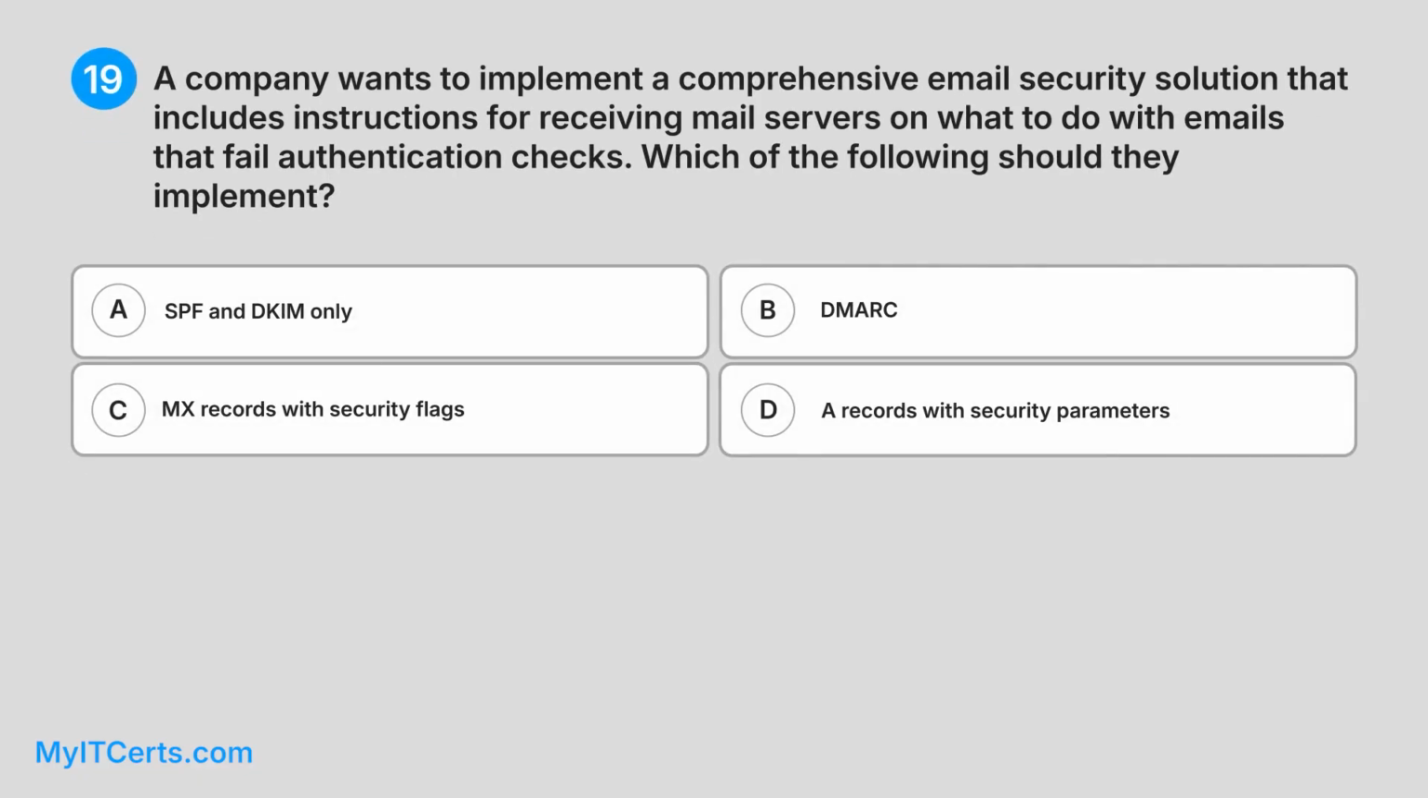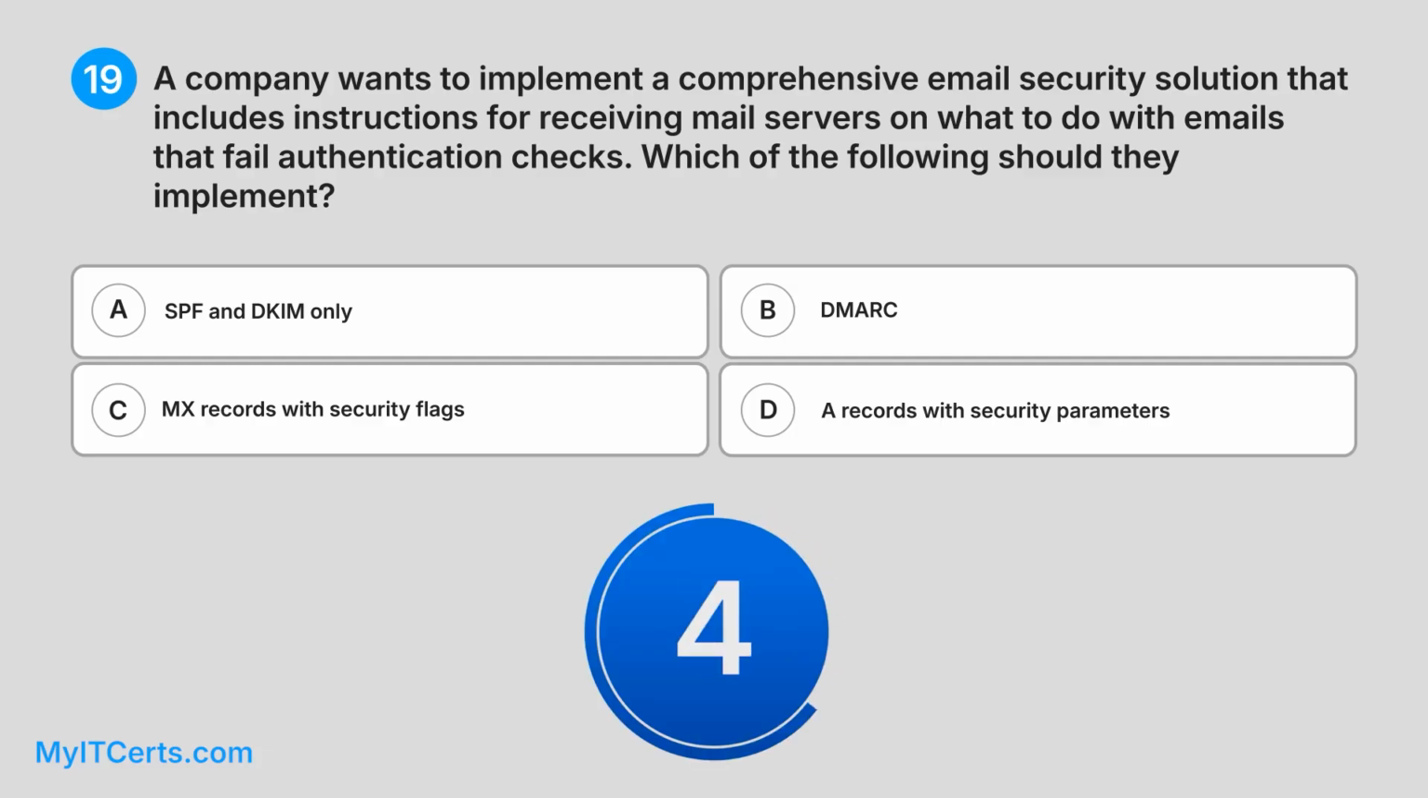19. A company wants to implement a comprehensive email security solution that includes instructions for receiving mail servers on what to do with emails that fail authentication checks. Which of the following should they implement? A. SPF and DKIM only. B. DMARC. C. MX records with security flags. D. A records with security parameters. Do you know the answer?